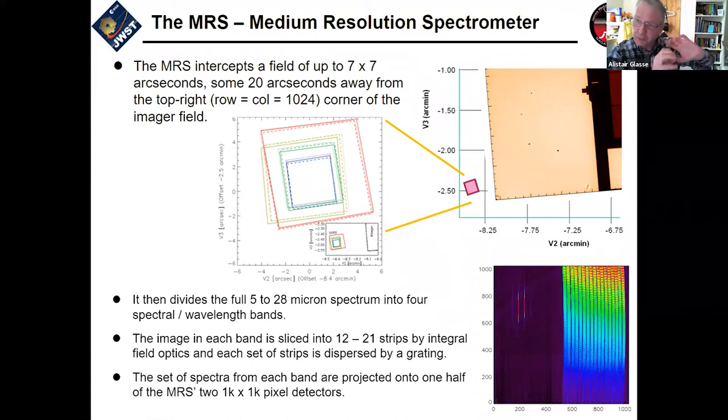And so the data product we get out of the MRS, the thing that the astronomer actually would receive, isn't just an image, it's a data cube. So it will have 7 by 7 arc second spatial information with about 20 pixels in each dimension. But then in the third dimension, it will have these thousands of spectral samples.